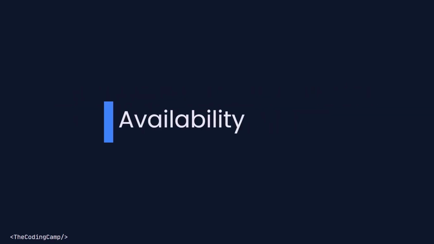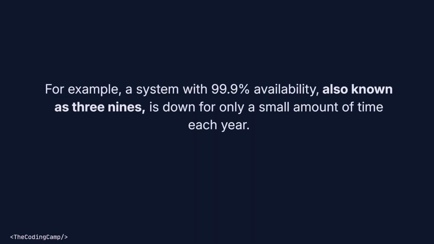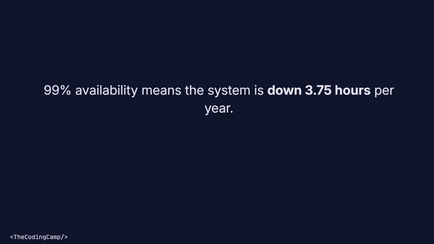Availability in system design refers to the ability of a system to be operational and accessible when users need it. It is usually expressed as a percentage of uptime over a period of time. For example, a system with 99.9% availability, also known as 3 nines, is down for only a small amount of time each year. And don't underestimate the decimal numbers. 99% availability means the system is down 3.75 hours per year, which is not acceptable for most systems.